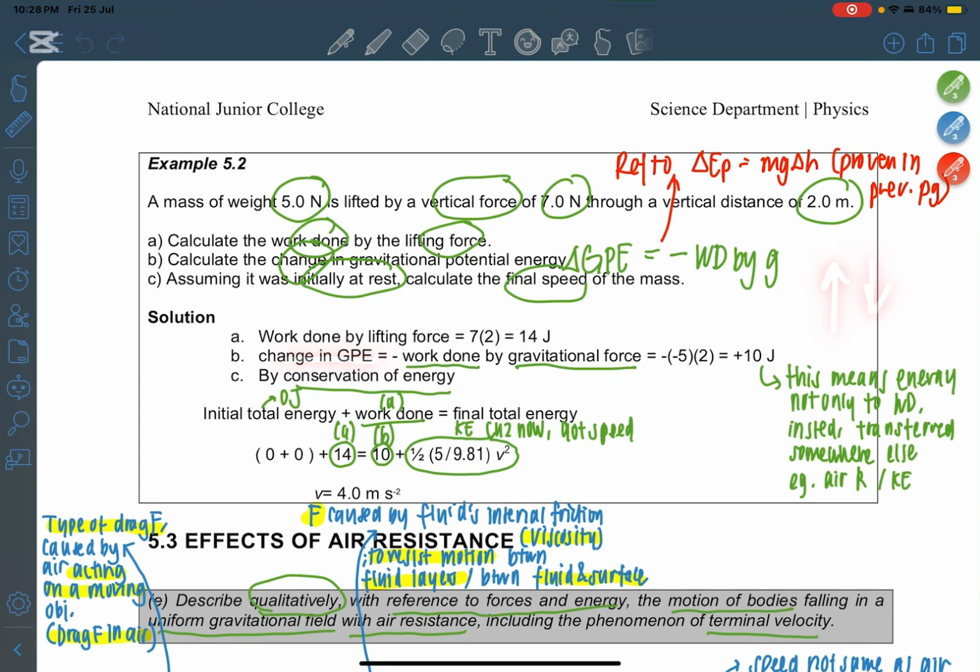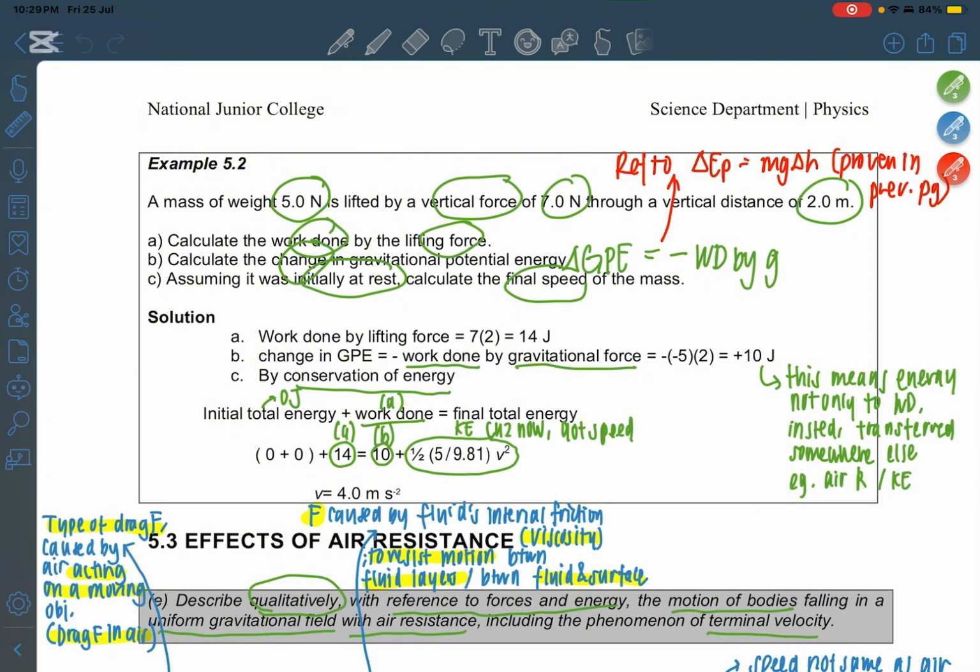And so always try to follow the convention that you've made yourself, which is assuming that going upwards is positive. Okay, so this is plus 10 joules. So this means that the energy is not only to work done, because you see, it's not all 14 joules just for the work done by the force. It means some of the energy is transferred somewhere else. For example, it can be transferred to air resistance or kinetic energy if it's not moving at a constant velocity.